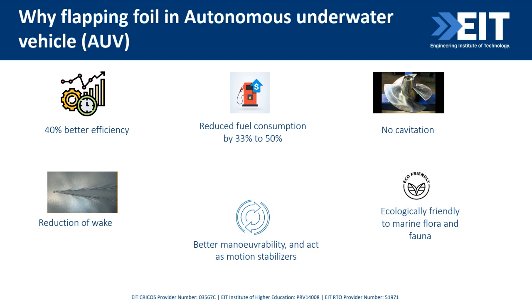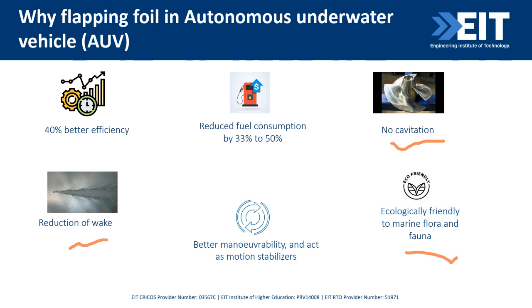So that was the target. Currently, whatever autonomous underwater vehicles there are, everything is powered by a propeller. But with the propeller there is the problem of cavitation, and they are also not ecologically friendly, they generate a lot of wake behind the autonomous underwater vehicle, and they don't have better efficiency. In order to solve all these issues, researchers are now focusing more on the flapping wing.